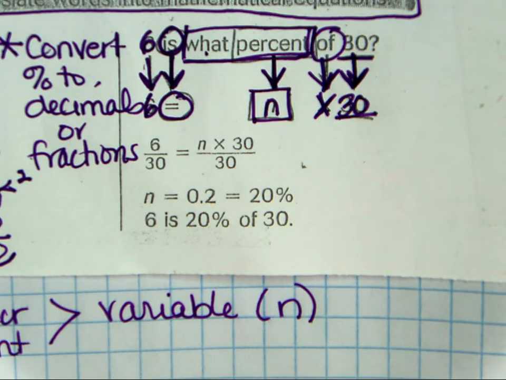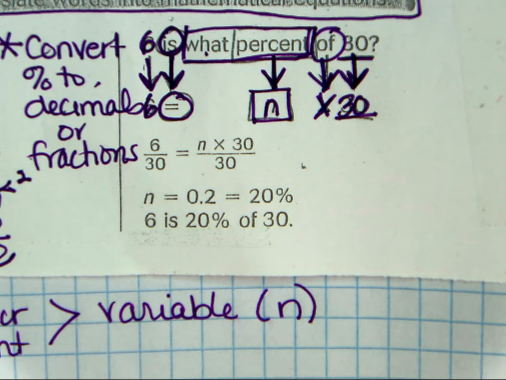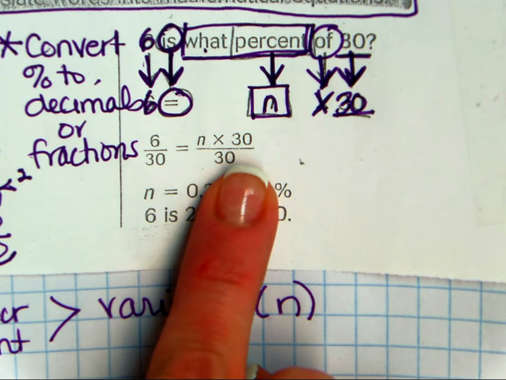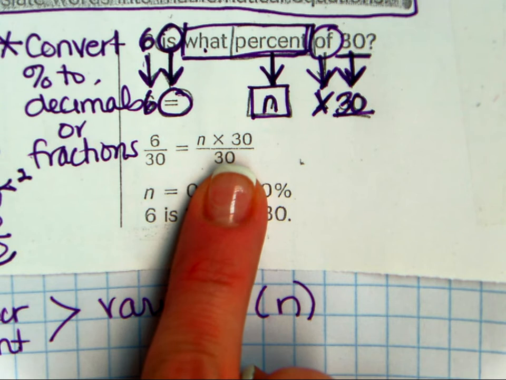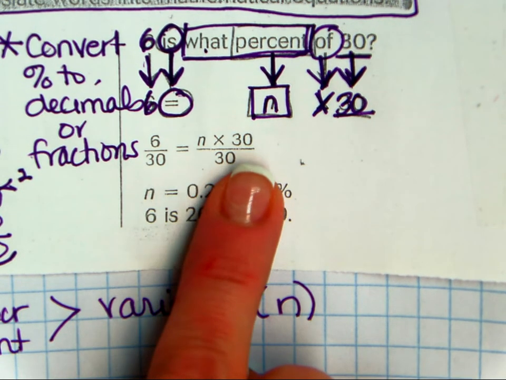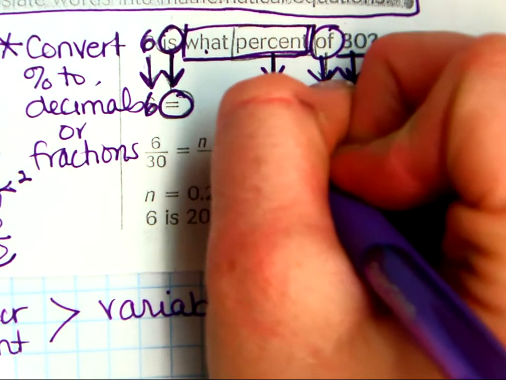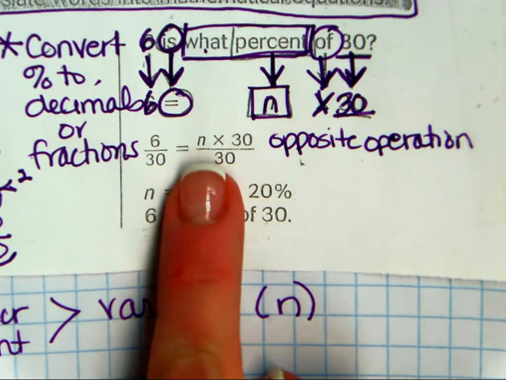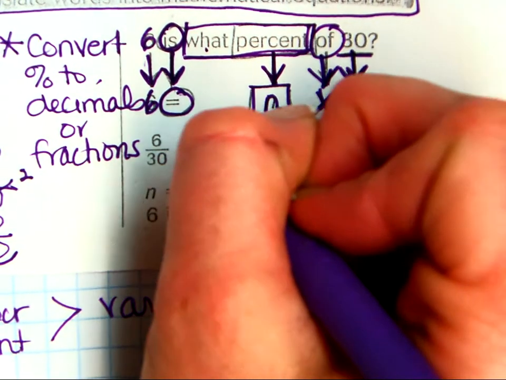Algebraically speaking, we have to get the variable isolated. And by isolated, I mean alone. We want to get the n, or the variable, by itself. Because right now it's connected to this times 30, and we want to get it away from that times 30 so that it is by itself. And we do that by doing the opposite operation, the inverse operation. The opposite of multiplying is dividing. So instead of multiplying by 30, we divide by 30.